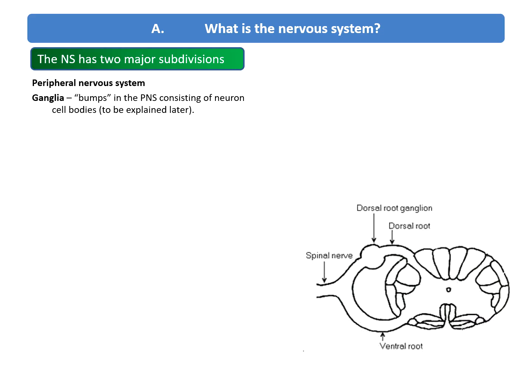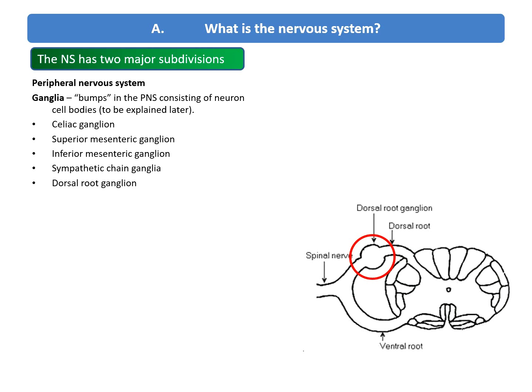The peripheral nervous system has ganglia. These are bumps in the peripheral nervous system consisting of neuron cell bodies. You'll understand this a little later. Examples are the celiac ganglia in the chest, superior mesenteric ganglion, and the inferior mesenteric ganglion in the abdomen, and sympathetic chain ganglia. Located in the dorsal root of the spinal nerves, we refer to them as the dorsal root ganglion.